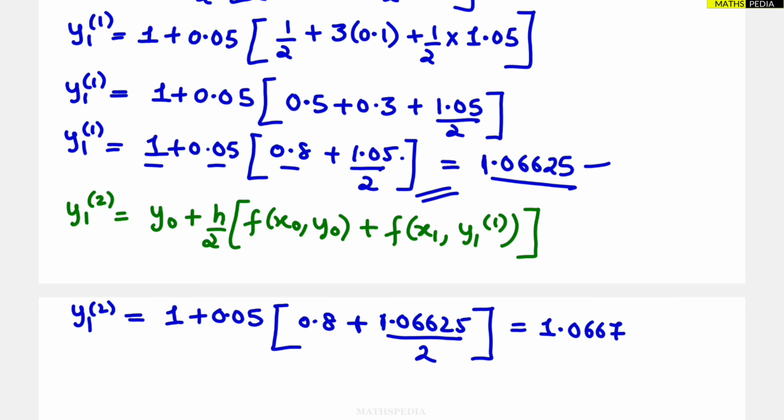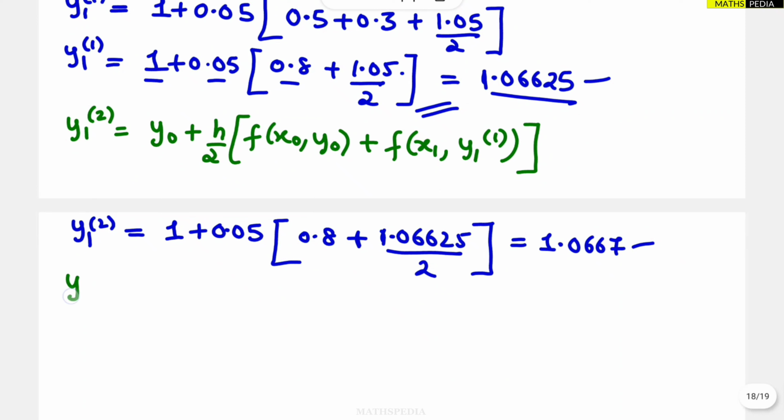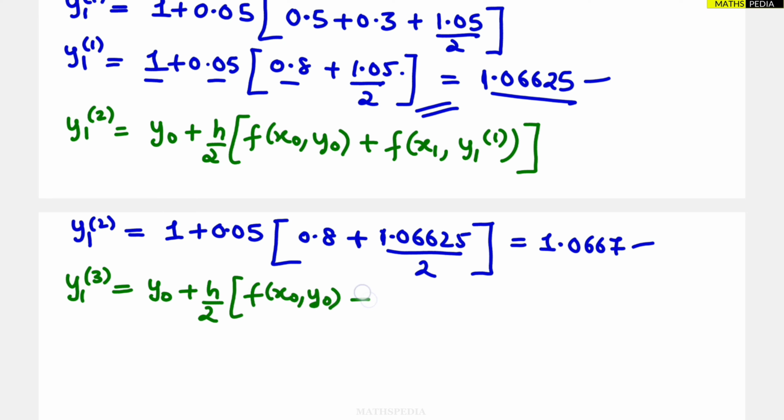Now from the first iteration to the second iteration there is a slight value difference. Let us see, the third iteration also we have to do. So y1 of 3 is equal to y0 plus h by 2 into function of x0 comma y0 plus function of x1 comma y1 of 2, the previous one. Substitute again.